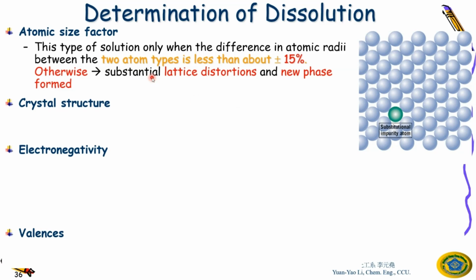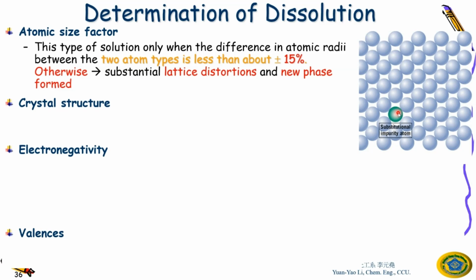Otherwise, substitutional lattice distortion and a new phase form. Okay, you will have a new phase. New phase means that it goes from FCC to BCC or something like this. So when a new phase forms, we don't define this as a solid solution.